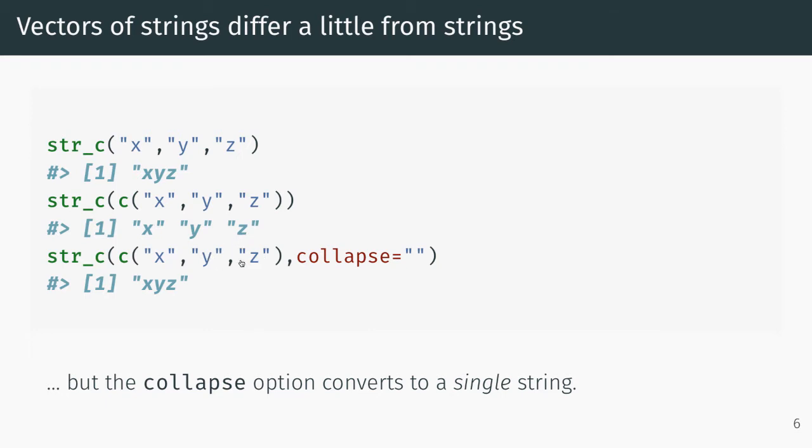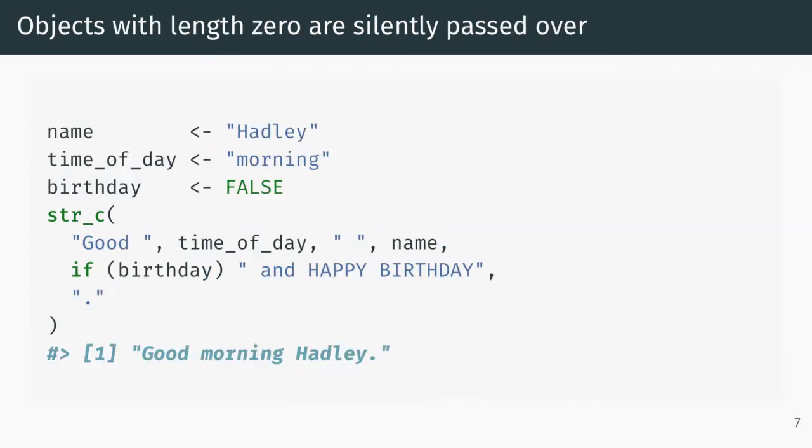potentially unexpected. You can get rid of that behavior by using collapse to convert the vector of strings to a single string. Objects with length 0 are silently passed over. So this entire part here, if birthday and happy birthday, is going to get passed over because birthday is a Boolean that is assigned the value of false up here. So we're going to have the string good followed by a space, followed by the time of day, which is morning. So it'll say good morning name Hadley, and then comma. Oh no, there's no comma.